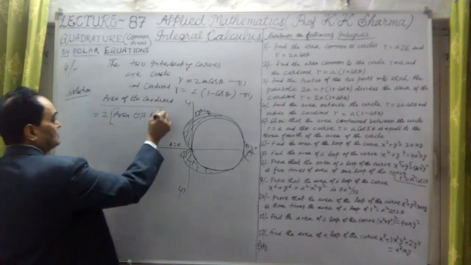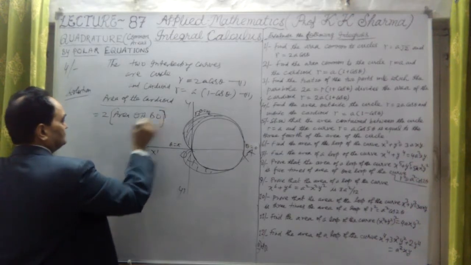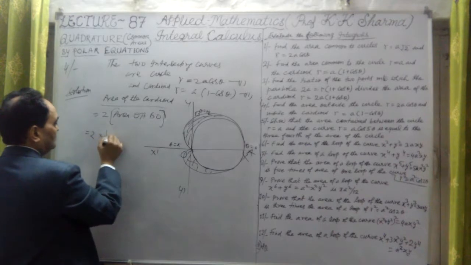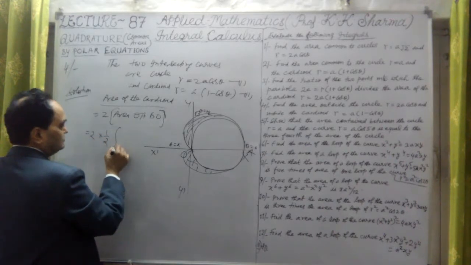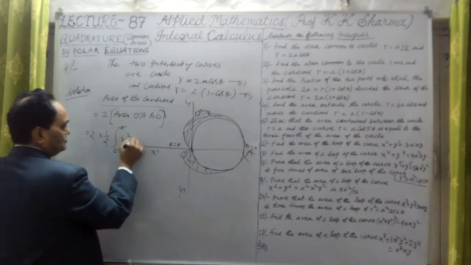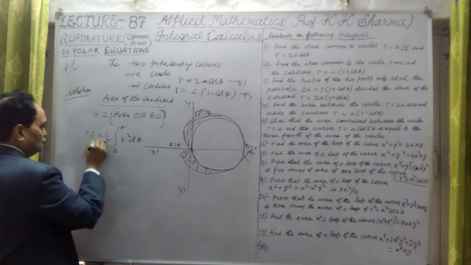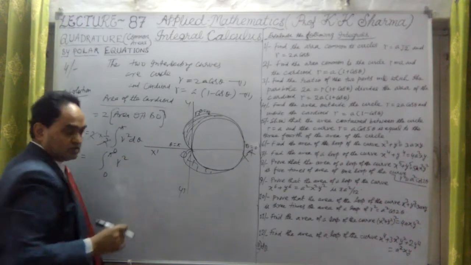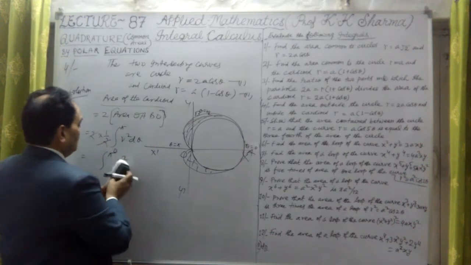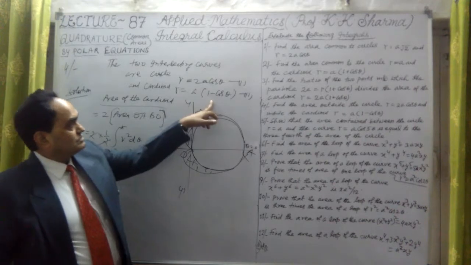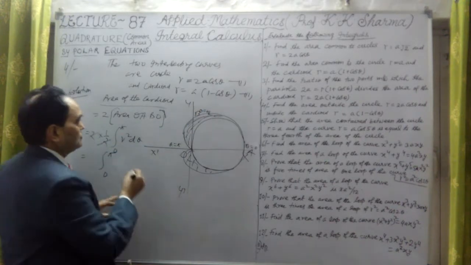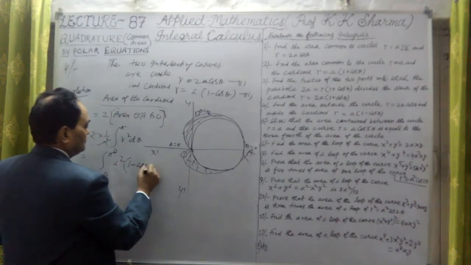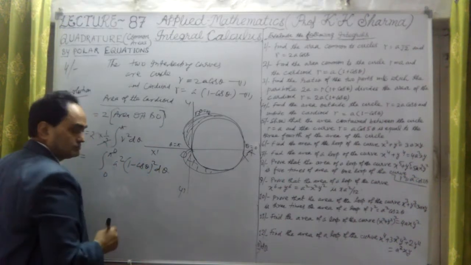Total area of the cardioid we have to find out. Simple. This is twice. Calculate total area. Half we put here, limits here 0 to pi. This is r square d theta. The 2 cancels out. This is 0 to pi. R square in this case from the cardioid is a square into 1 minus cos theta whole square into d theta.